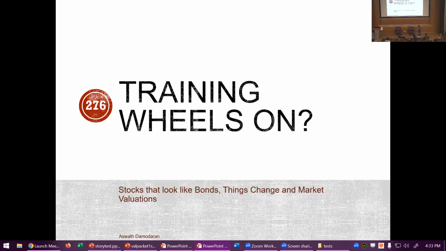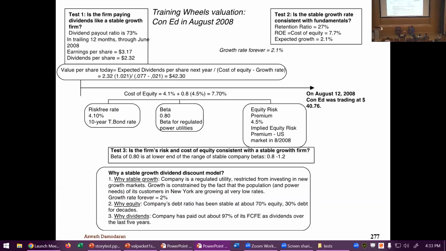So let's start easy, right? Let's start with companies that look a lot like bonds, mature companies that pay big dividends. They're the easiest to start. The company I'm going to value is a company called Con Ed. Con Ed is the company that provides power, and we're dependent on them. It's a regulated utility. Somebody explain to me how a regulated utility in the US works.